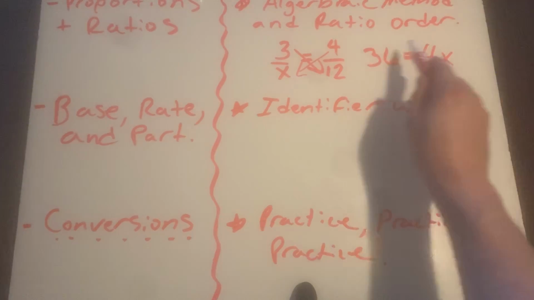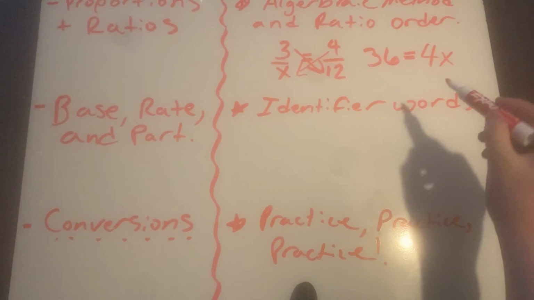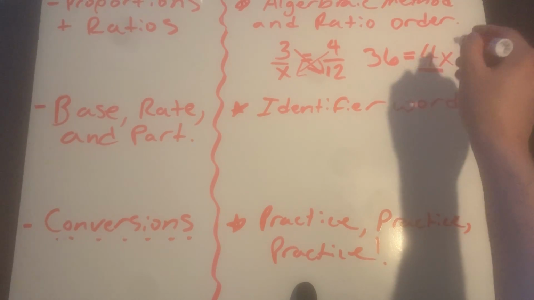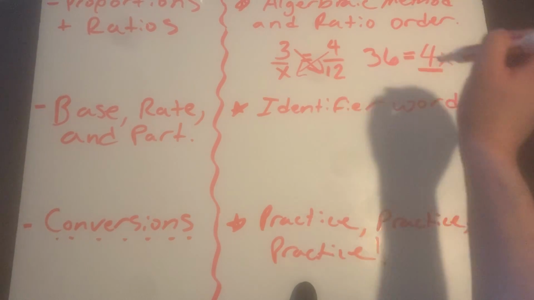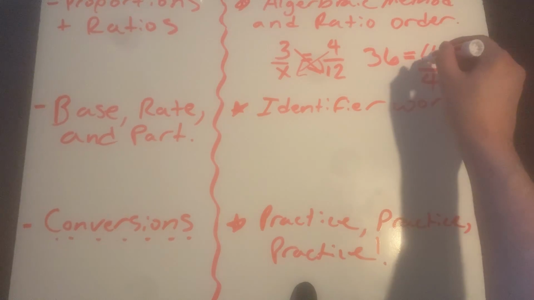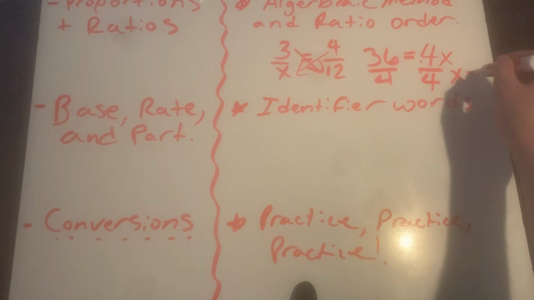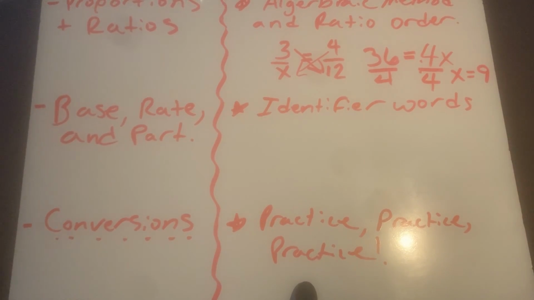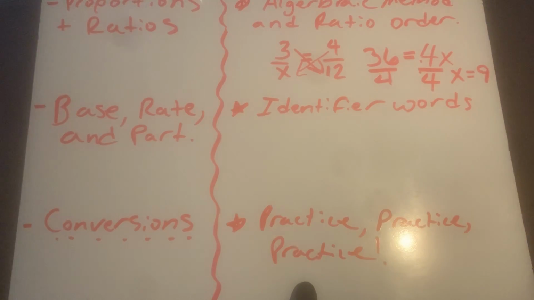Now, once we're here, we need to get x by itself to solve. All we're going to do is simply divide, because remember, division is the opposite of multiplication. To get rid of this, we need to do the opposite of it. So we divide by 4 on both sides, and we get x equals 9. That's how we solve those proportions: cross multiply, and then divide by the number diagonal to the x. Whatever number is diagonal to the x is what you divide the result of the other side by.